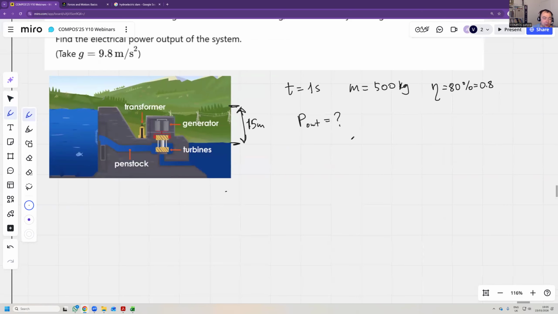Well, we know that the power coming in is the work done by gravity. Gravity pulls down the water. So the work done by gravity is mgh, as we already know.